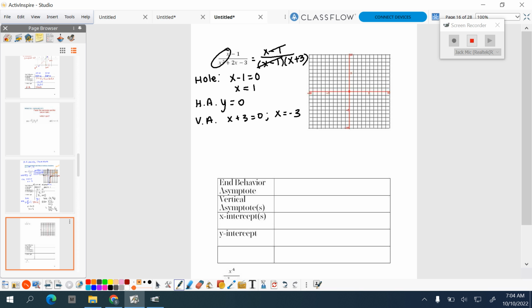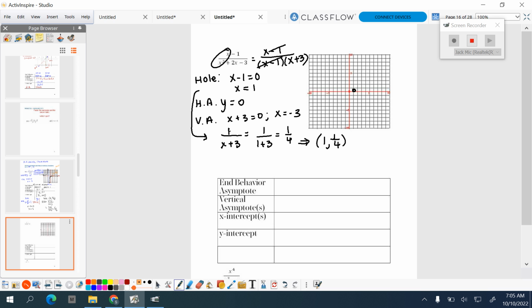All right, so now let's address the hole here. So what is left in this function? I have 1 over x plus 3. So I'm just going to plug in that 1, and I get 1 over 1 plus 3 equals 1 over 4. So my hole is located at (1, 1/4). So I'm going to go right 1, up a quarter, and I'm going to create that hole. And everything else is going to come around.